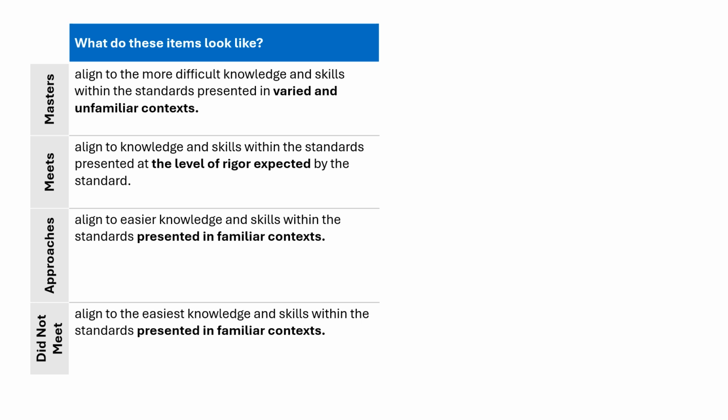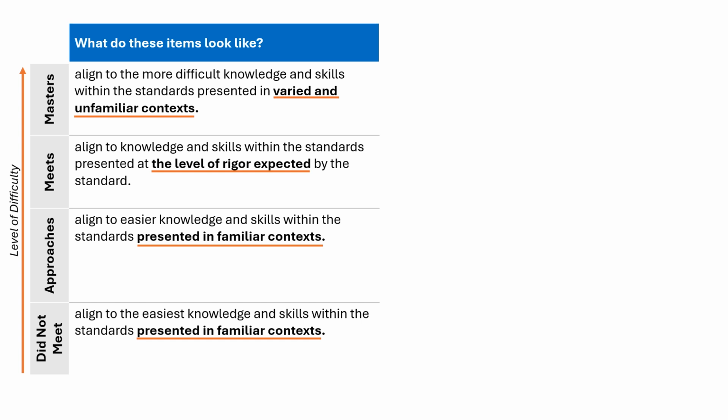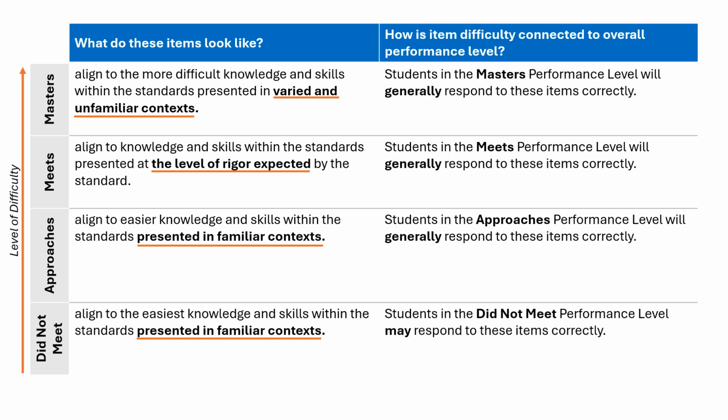TTAP items range in difficulty from those categorized as did not meet, aligning to the easiest skills in the standards, to those labeled masters, aligning to the most difficult. Did not meet and approaches items are presented in familiar contexts. Items at the meets level are presented at the level of difficulty expected by the grade level standard. Those categorized as masters are presented in varied and unfamiliar contexts.